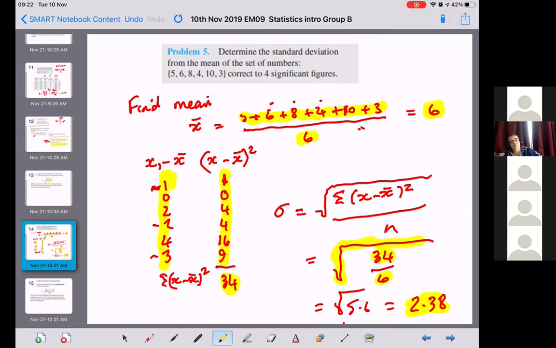Okay? Everybody okay with that? Yep. Yeah, good. So that's for ungrouped data.